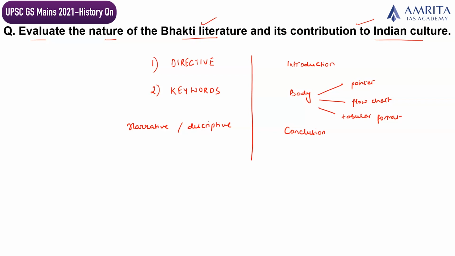Okay, so the directive is there, then we have keywords, and finally we see how I am going to arrange my answer. Now after this students, let's go back to our question. Now the question is divided into two parts. As you can see, there is an 'and' in between. So basically we have to answer two things here.